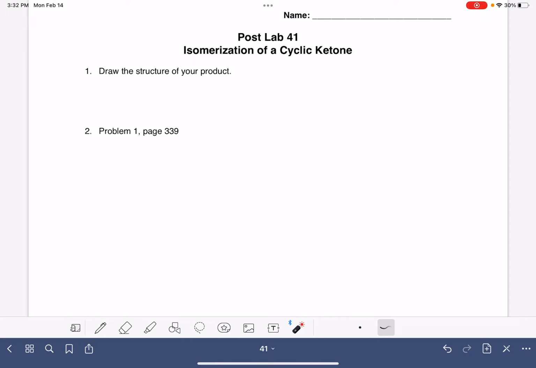I'm going to give you some tips for post-lab 41, isomerization of a cyclic ketone. First question, you need to draw the structure of your product. Now, there's a big hint. This is telling you that this is an isomerization reaction.